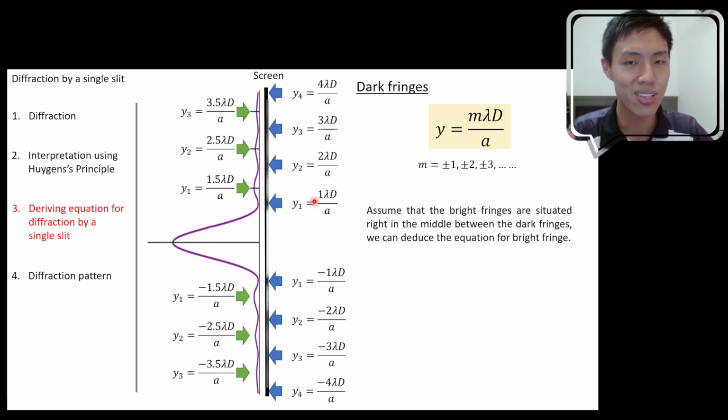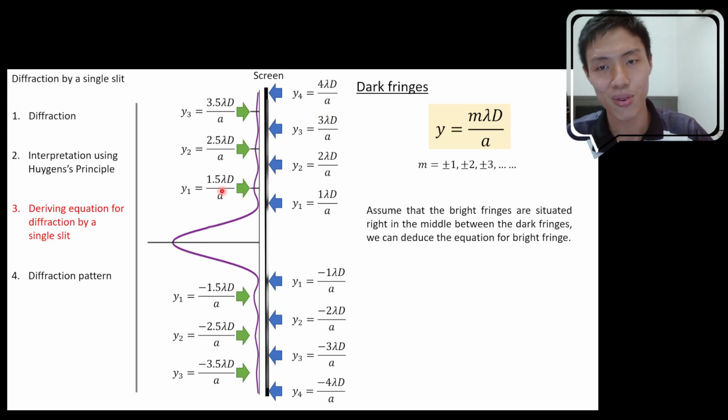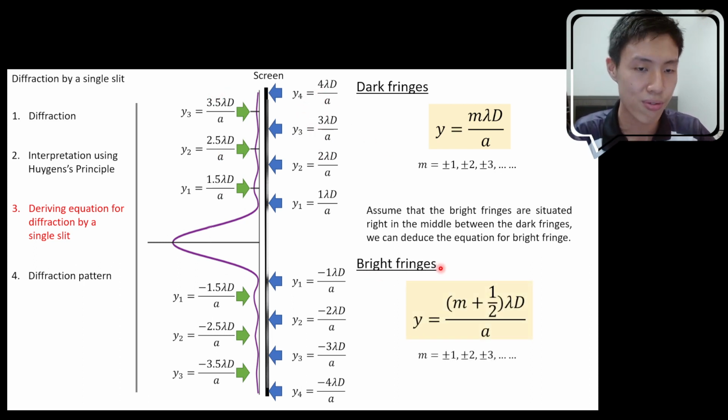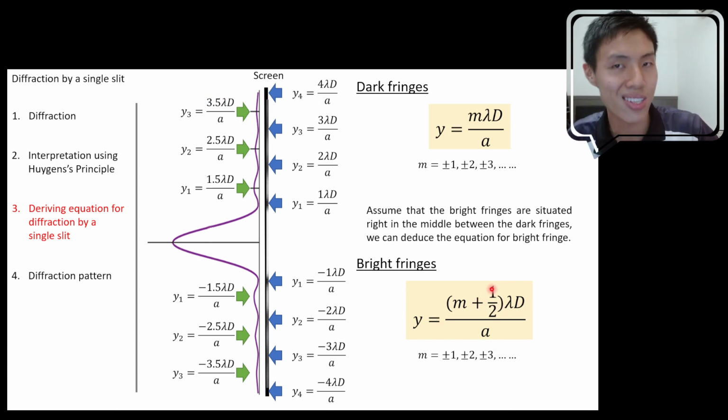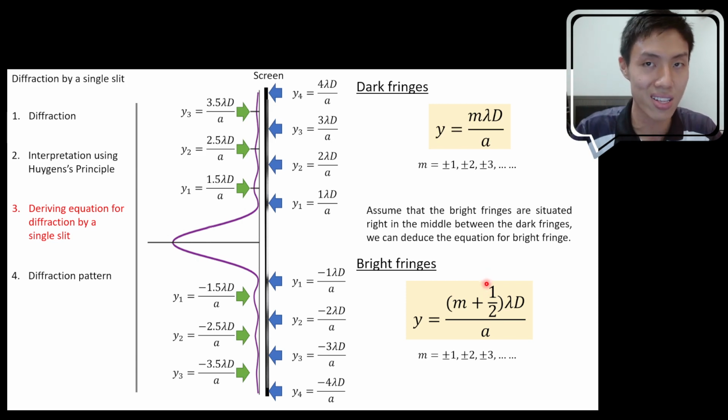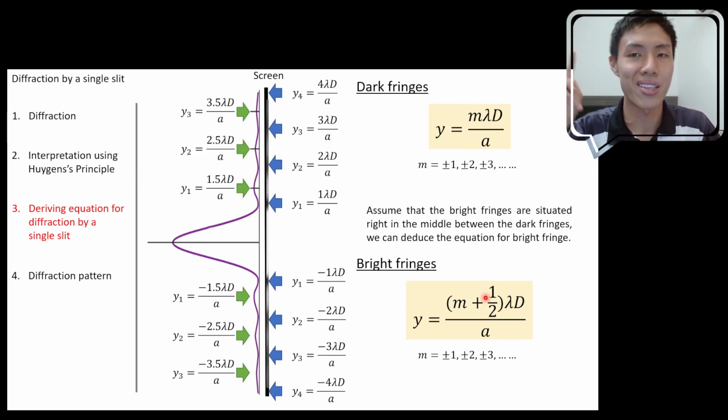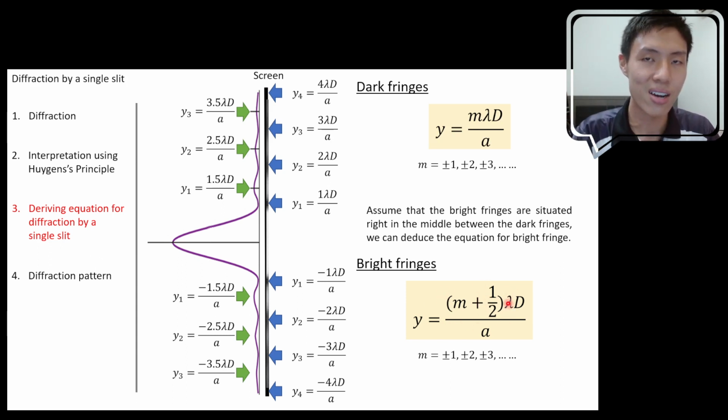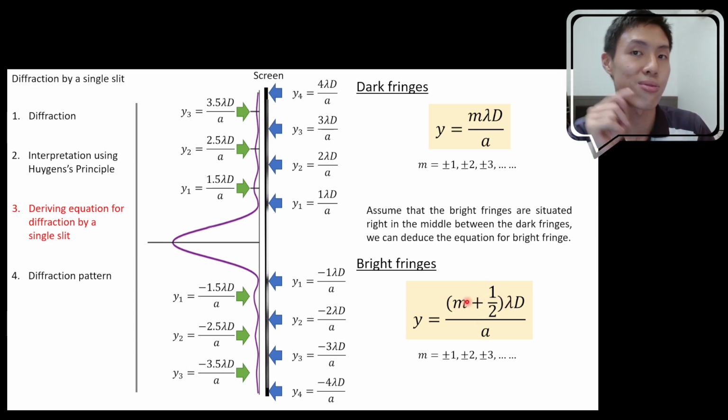So if you know the dark equation is like this, the bright equation is just in the middle of it. Between 1 and 2 is 1.5. Between 2 and 3 is 2.5. Between 3 and 4 is 3.5. So now the equation for bright fringes will be (m plus half) lambda d over a. So this is similar to the destructive interference equation in the double slit experiment. But last time for interference, this equation is for dark. But now in diffraction, this equation is for bright.